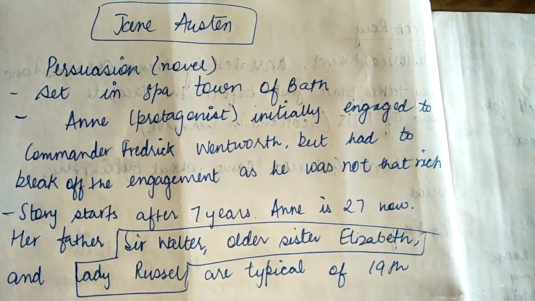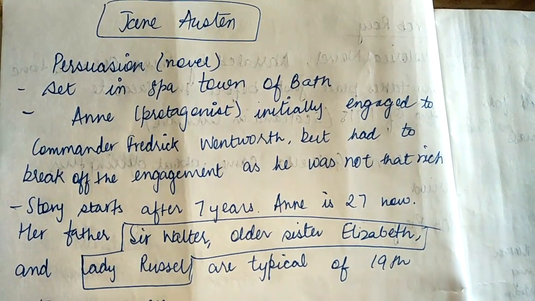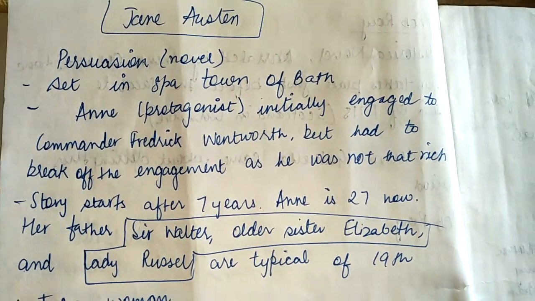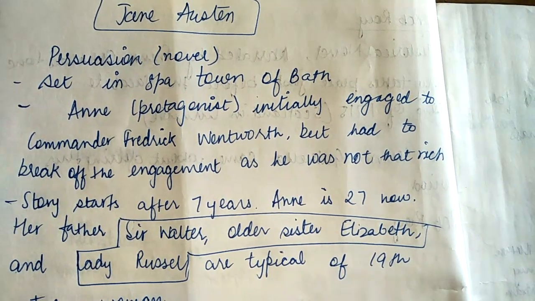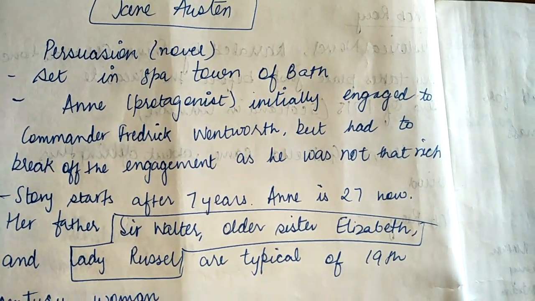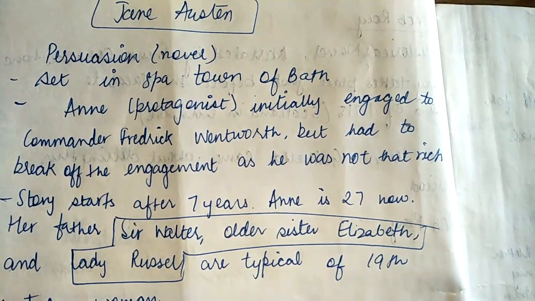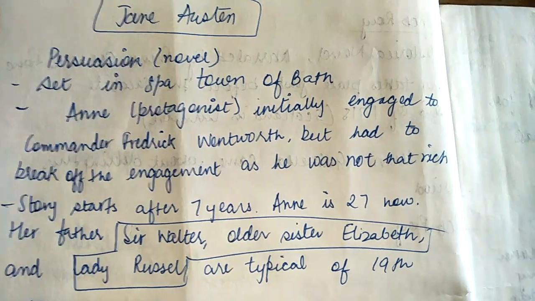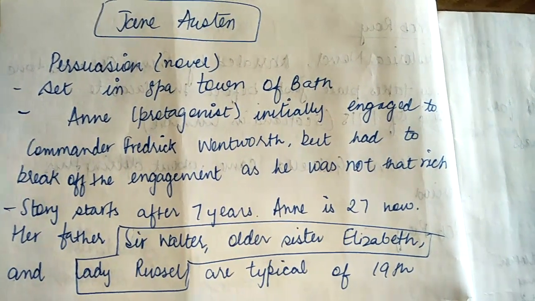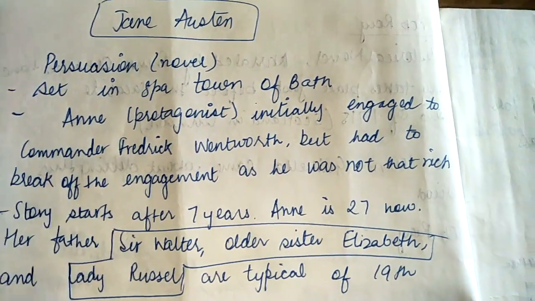So the protagonist is Anne, and she is initially engaged to Commander Frederick Wentworth, but had to break off the engagement as he was not that rich. Anne is a daughter of Sir Walter, who belongs to the Elliot family, and they have their Kellynch Hall. They have that hall, and they are very rich.